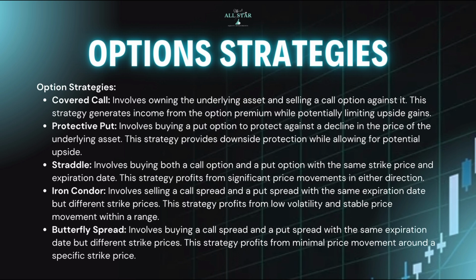Now, an iron condor, on the other hand, involves selling a call spread and a put spread with the same expiration date, but they have different strike prices. So investors use this strategy to profit from the low volatility and the stable price movement within a range. So it's going to be, again, those zones. Now, the last thing I want to mention, if you've never heard it before, is a butterfly spread. And this involves buying a call spread and a put spread with the same expiration date, but with different strike prices. And this strategy profits from minimal price movement around a specific strike price.